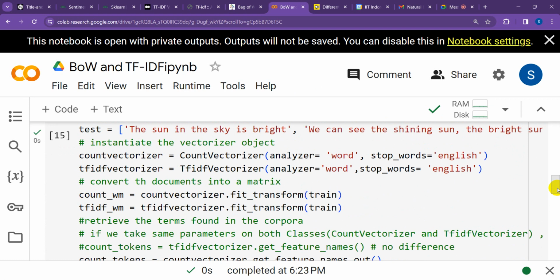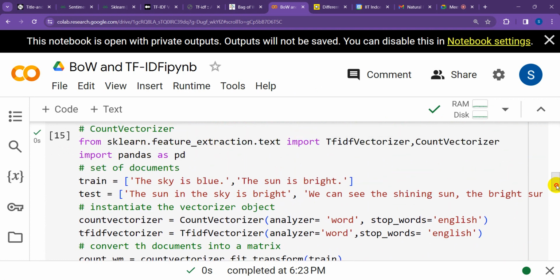Do you want me to explain them separately, or is explaining both of them in one code fine for you? Because I think the count vectorizer is already clear. So shall I proceed in the same manner?